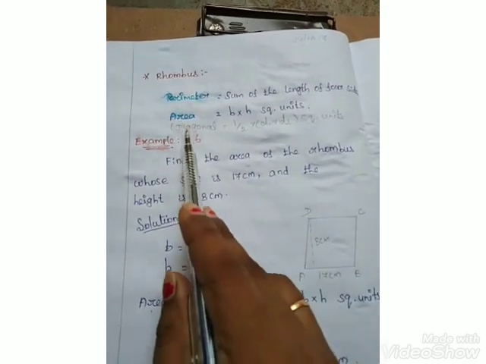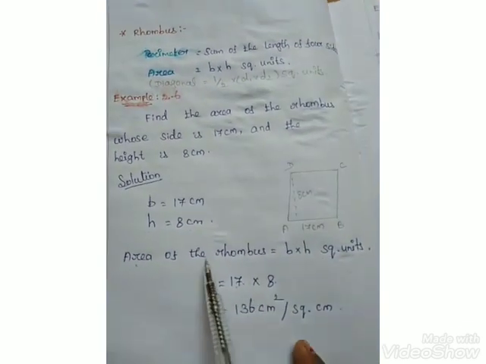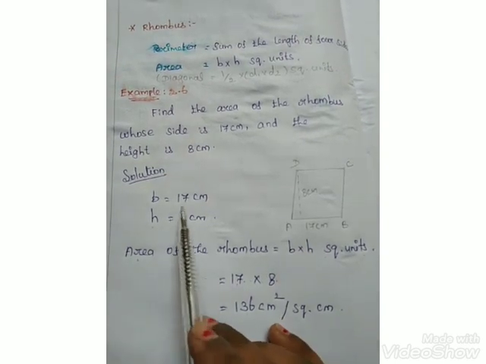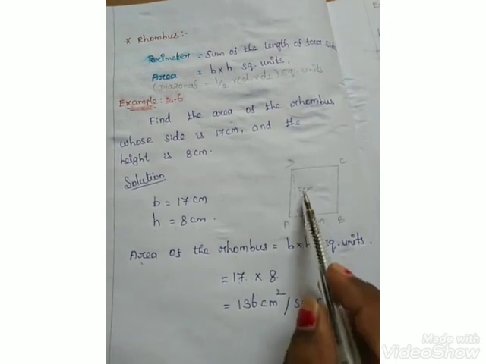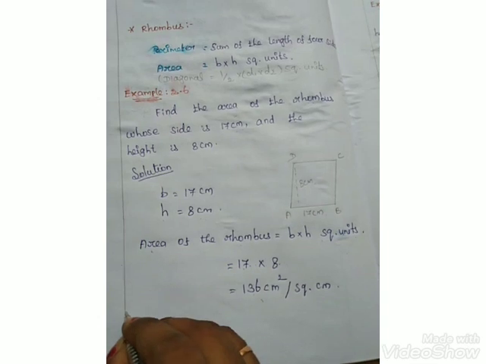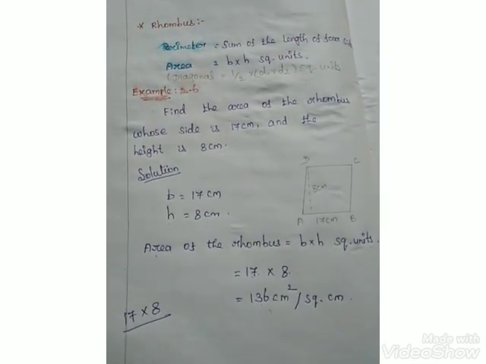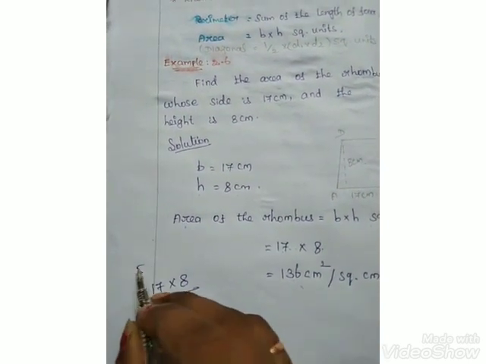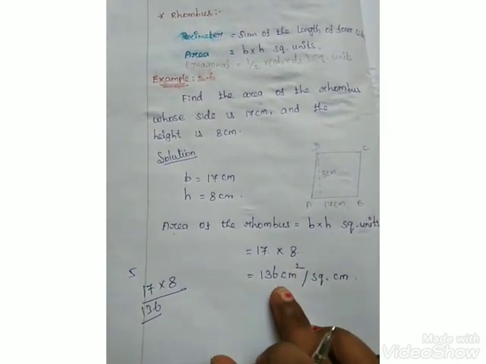What is the formula? Area of the rhombus is equal to base into height square unit. What is the value of base? 17 centimeter. So 17 into height, which is 8 centimeter. 17 8s are 136. 8 7s are 56, write 6, balance 5. 1 8 is 8, 8 plus 5 is 13. So 17 8s are 136.